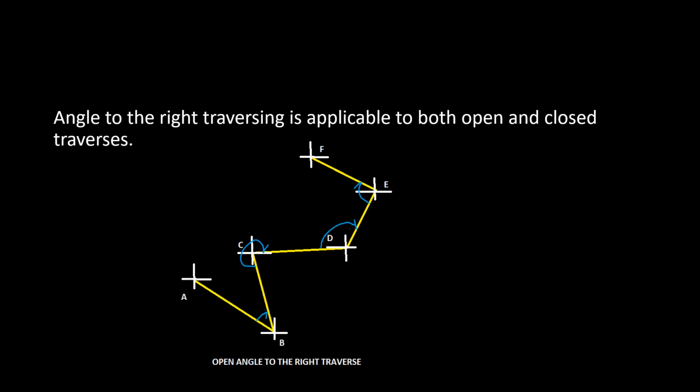The angle to the right traverse is applicable for both open and closed traverses. So here is an example of an open traverse using the angle to the right method. Observe that at the initial station A and at the final station F, there are no preceding and succeeding lines respectively. Hence, there are no angles to the right at station A nor at station F. The angles to the right are present for the intermediate stations B, C, D, and E.